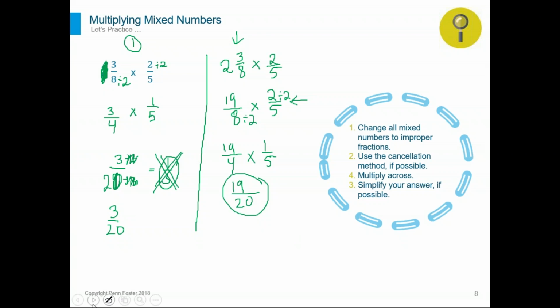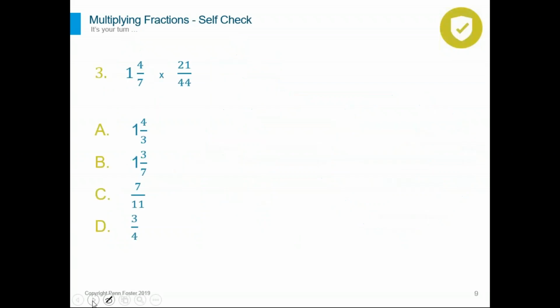Okay, let's go on to a practice problem. The same thing. 1 and 4 over 7, that's a mixed number, times 21 over 44, that's a fraction. What should we do to multiply a mixed number times a fraction? Can we use the cancellation method right away, or we have to rewrite the problem first? What do you think? Write down the question if you don't have the slides ahead of time, and think about the first step that you need to take.